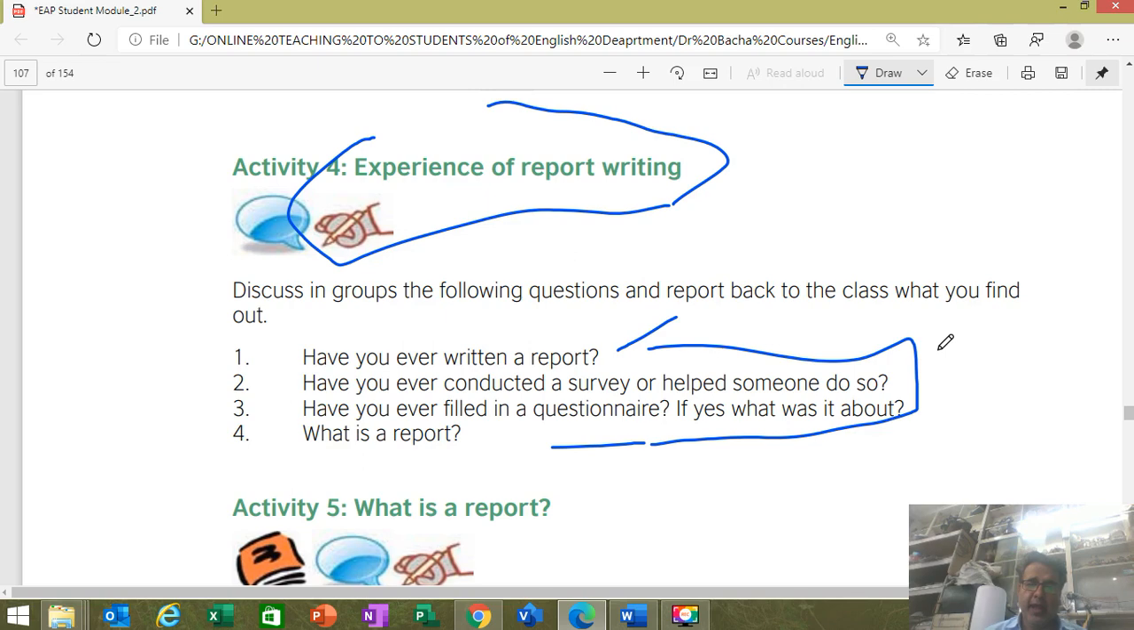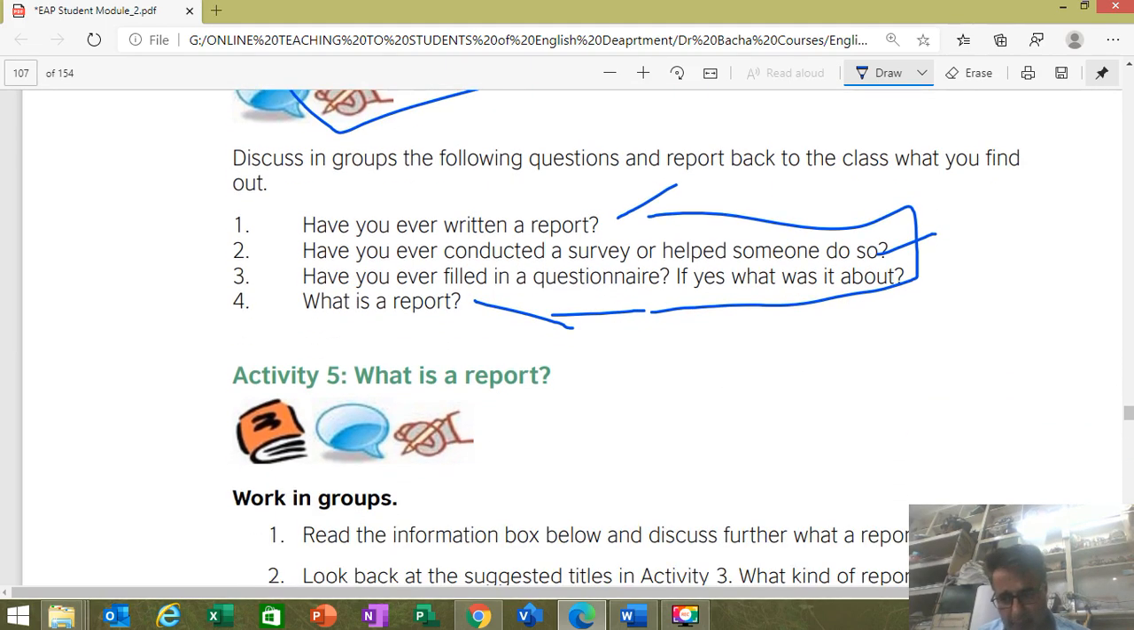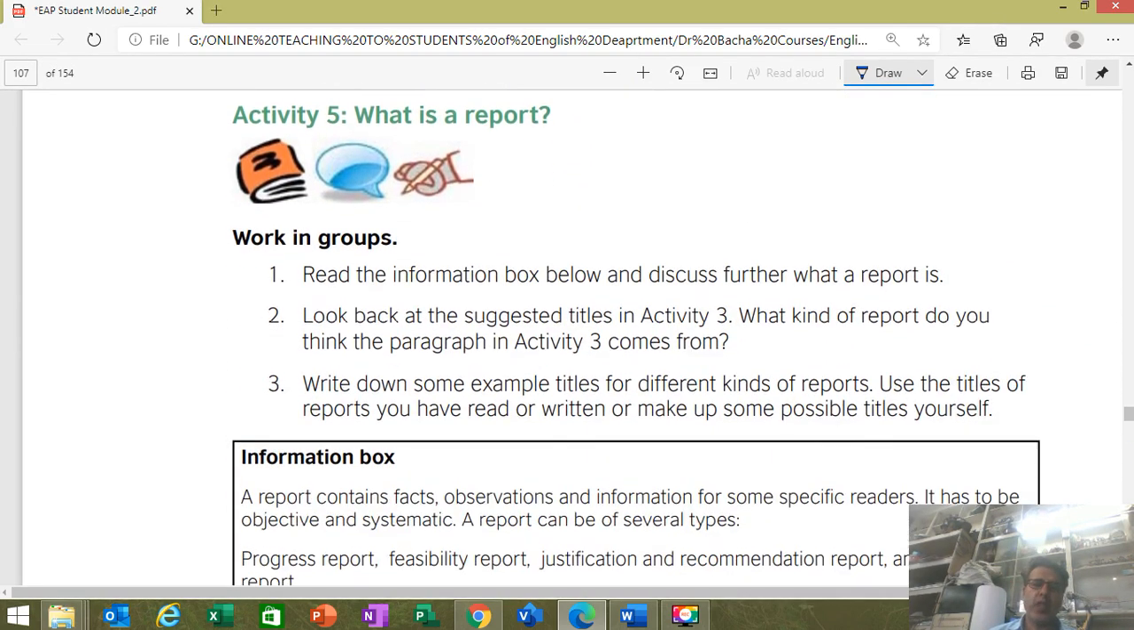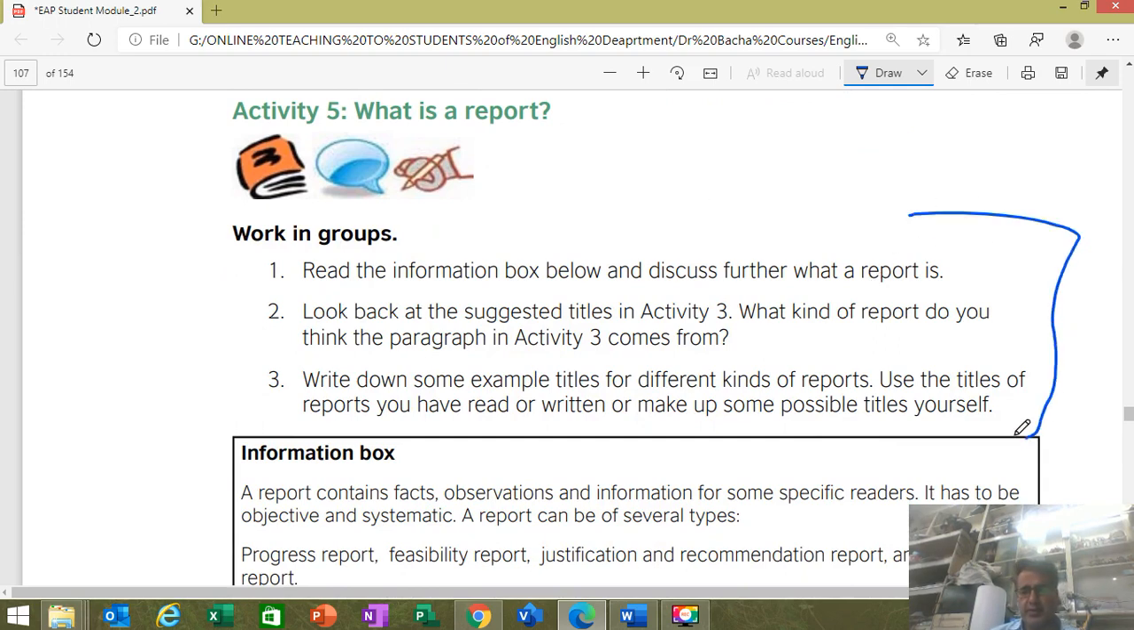Your feelings about it. Have you ever conducted a survey or helped someone do so? Have you ever filled in a questionnaire? If yes, what was it about? What is a report? Your opinions are being sought over here. Again, you have to discuss in groups, and you must read the information below about what a report is, which I explained in the initial slides. You see what a report is, what its types are, and what things are required.